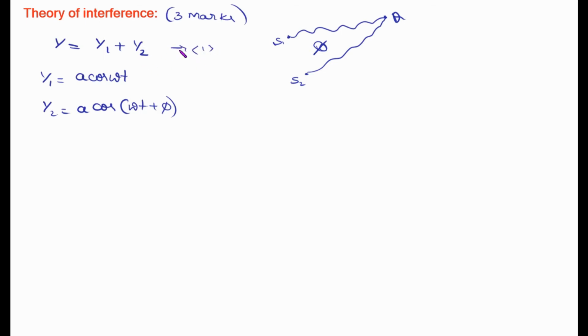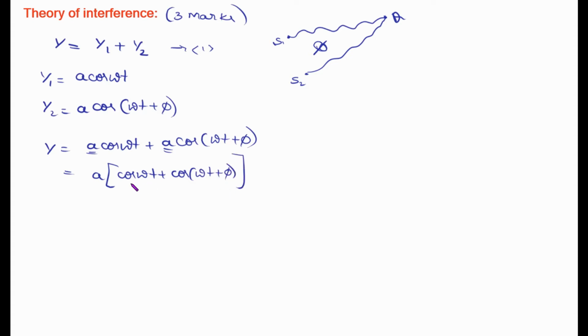In this equation number 1, substitute the values of y1 and y2, and you will have y equal to a cos omega t plus a cos of omega t plus pi. Okay, as you can see, a is common here, I'll take out a, you will be left with cos omega t plus cos of omega t plus pi, and this is in one of the trigonometric formulas, that is the cos A plus cos B formula. I'll take this term as A and this term as B.